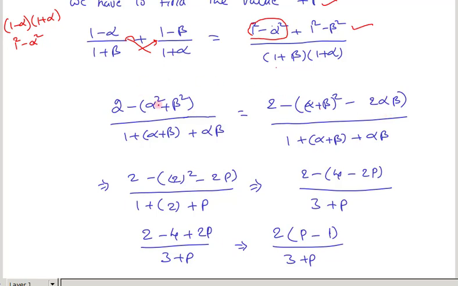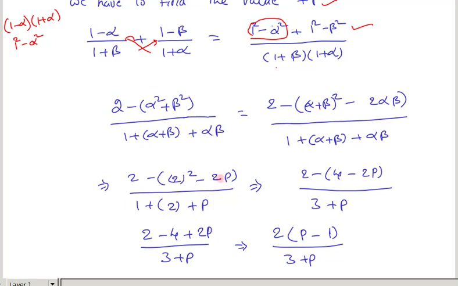See, as we don't know the value of alpha square plus beta square, I am writing this alpha square plus beta square in terms of alpha plus beta and alpha into beta, so that we can substitute the values, and we know that alpha plus beta is 2. So I took it as 2 minus (2 square minus 2 into alpha into beta).